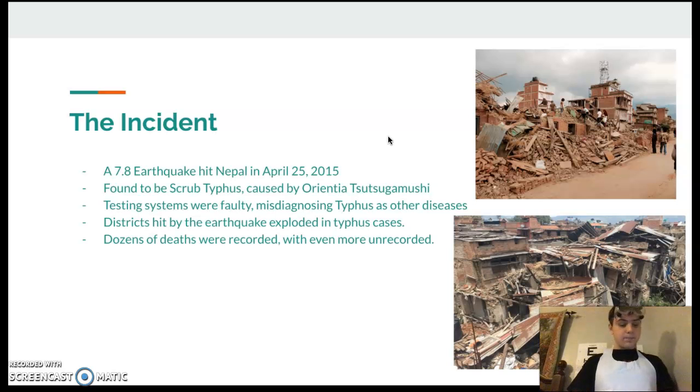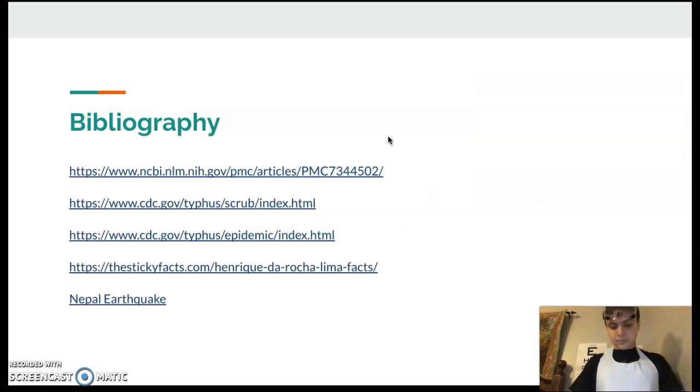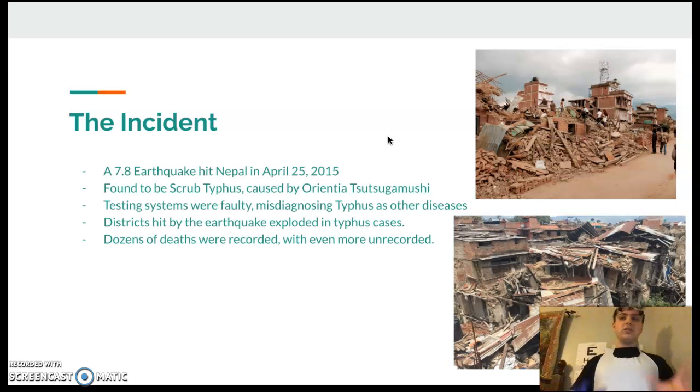And so, that's basically it for that. And here's my bibliography. That's a little case in point for typhus.